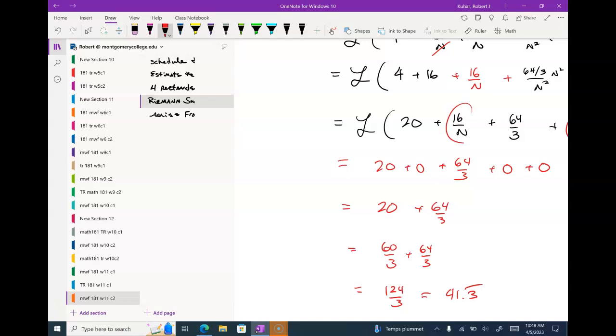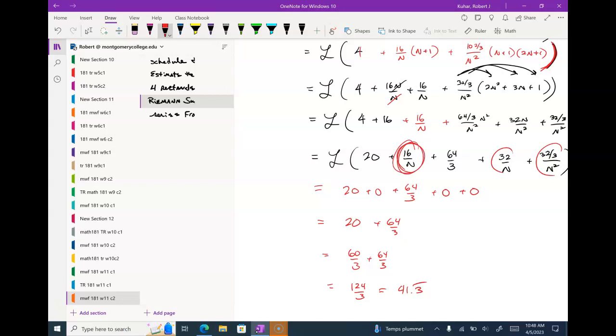Yes, question? Yeah, so the limit of 16 over n as n goes to infinity. So 16 over a billion, 16 over a godzillion goes to 0. Anytime the denominator dominates, right, my limit's going to go to 0. Yeah. So all of these in the red circles here all go to 0. Pretty cool, right?